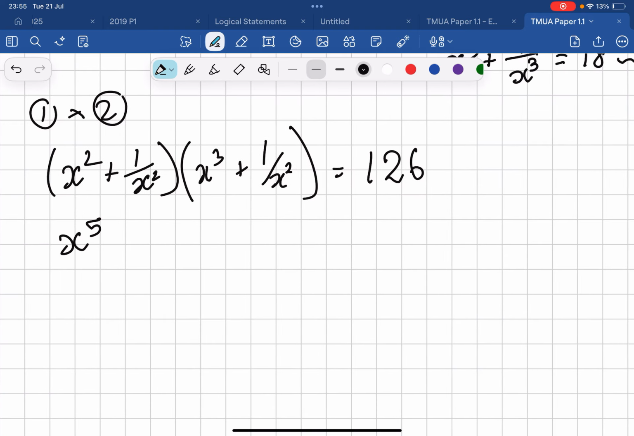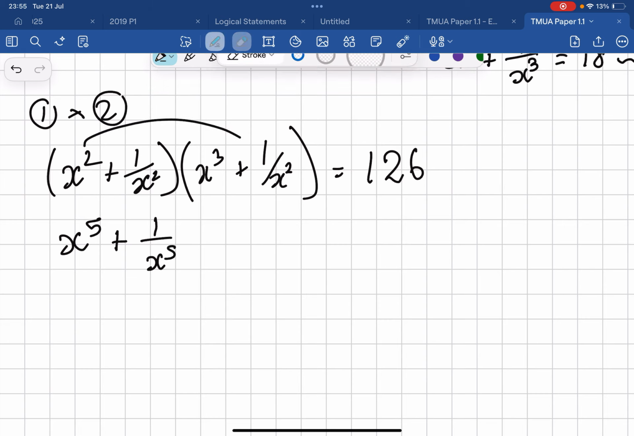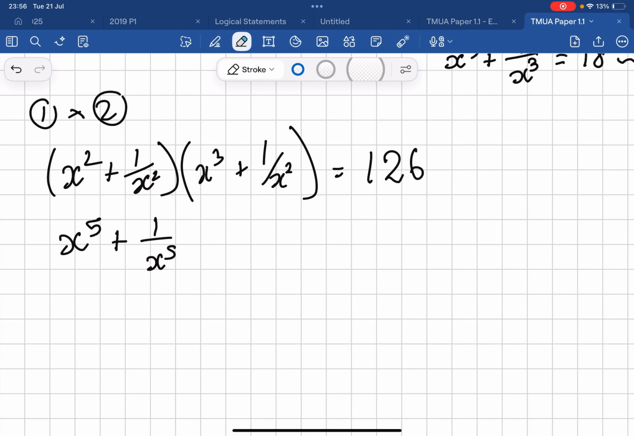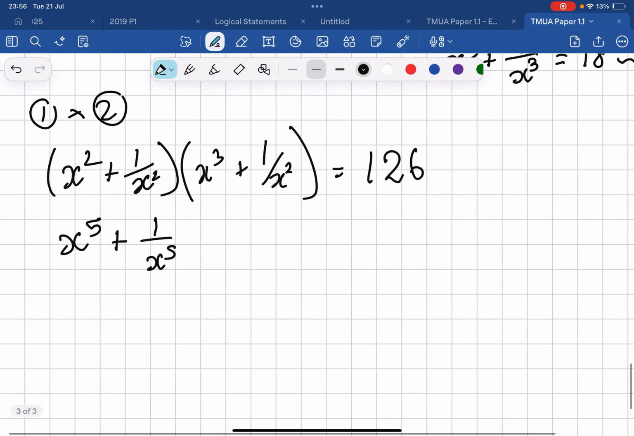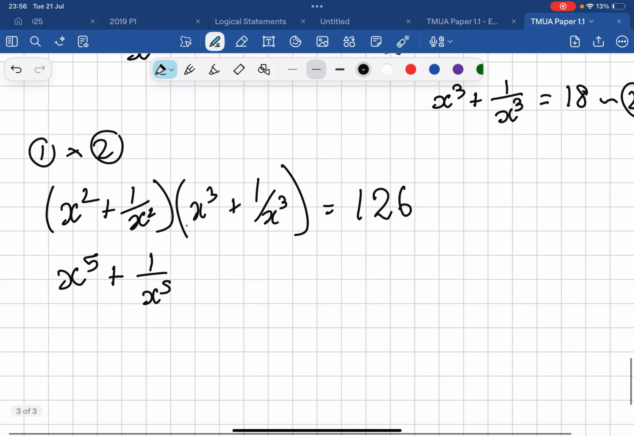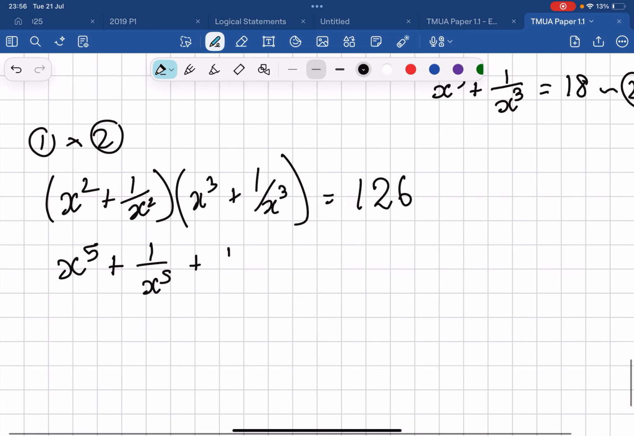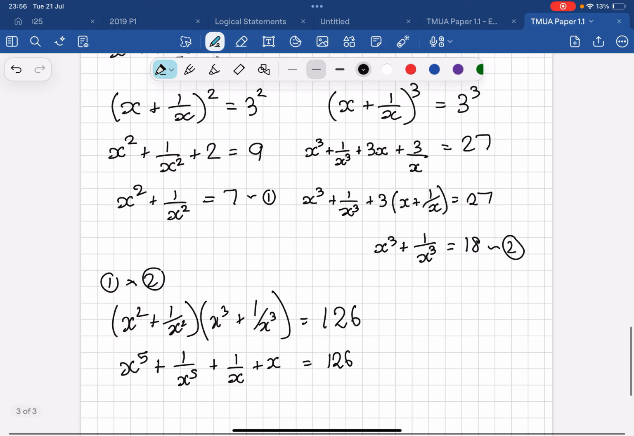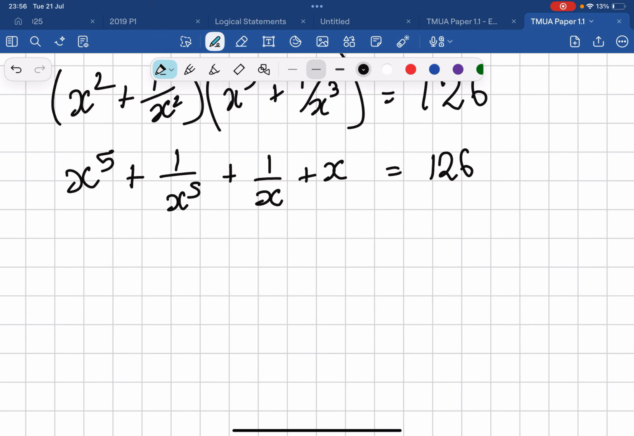x to the 5 plus 1 over x to the 5 comes from multiplying these two terms out, so these two and these two. Now x squared times 1 over x cubed is 1 over x, and 1 over x squared times x cubed is x. So plus x plus 1 over x equals 126, and we know that from the beginning, that's just 3. So x to the 5 plus 1 over x to the 5 plus 3 equals 126.